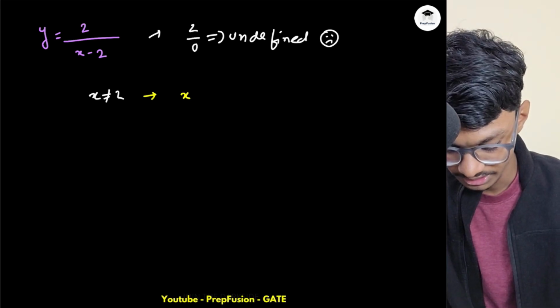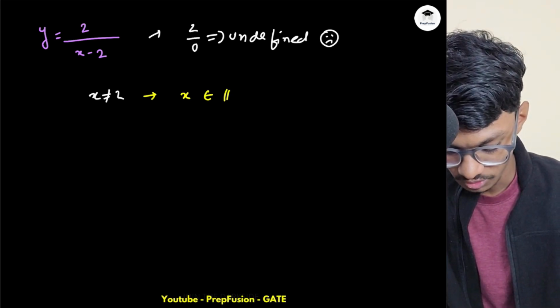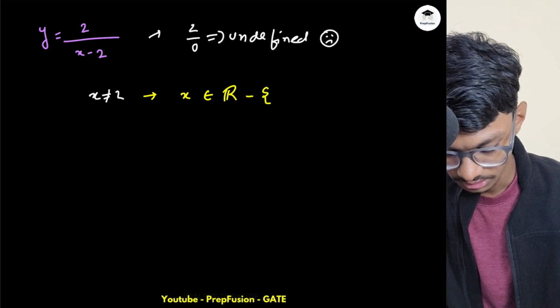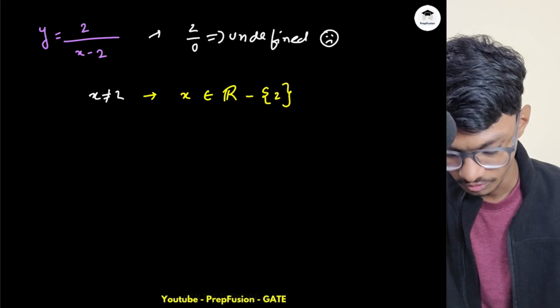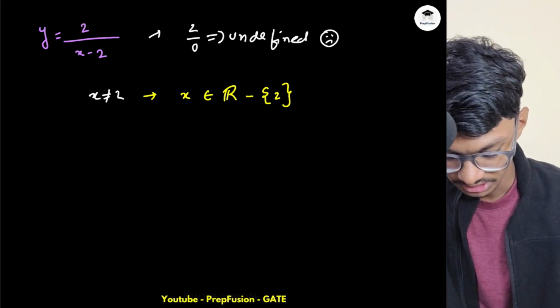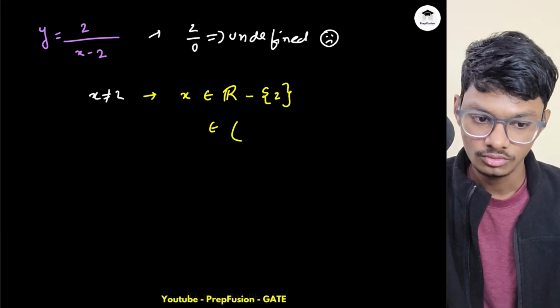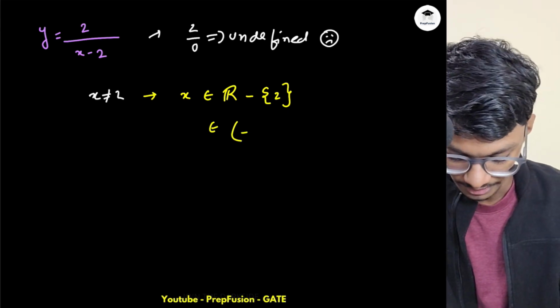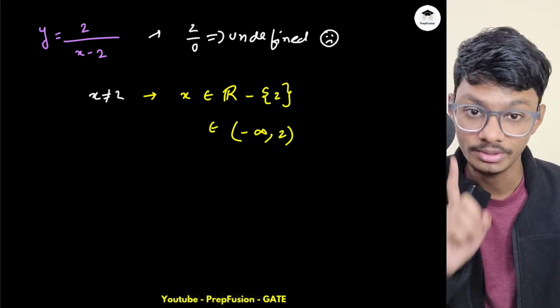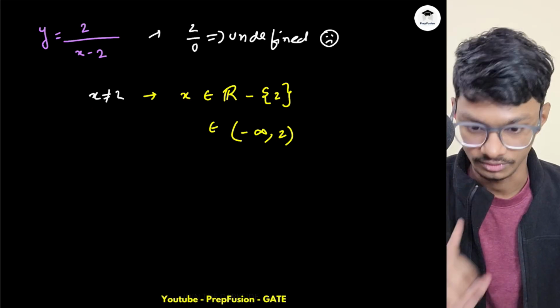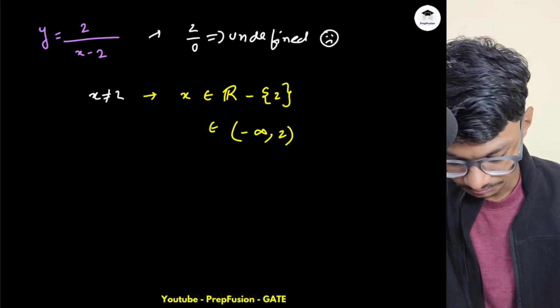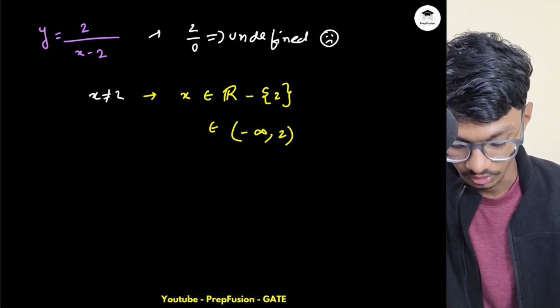Either you can represent it like this: x belongs to all real numbers minus this particular value 2. Or x belongs to from minus infinity to 2, but it cannot be equal to 2, so obviously we have to put a round bracket over here. Then it includes, this is not intersection, this is union.